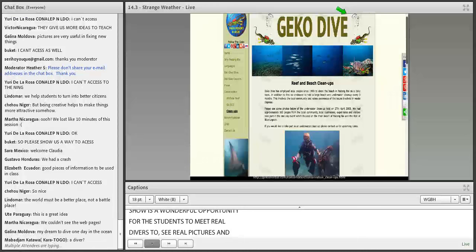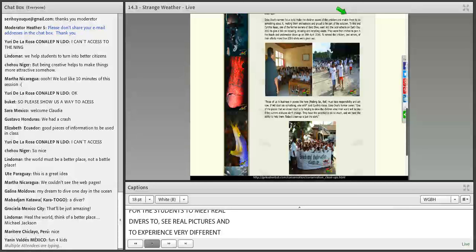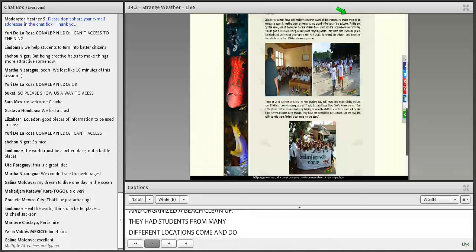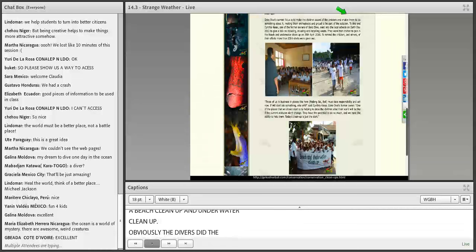One of the activities that Gecko Dive, which is this dive site, did in Indonesia is they actually came in and visited a class. You can see all the students sitting there, and they organized a beach cleanup. So they had students from many different locations come and do a beach cleanup and an underwater cleanup. Obviously the divers did the underwater part, but the beach cleanup was enjoyed by all of the students.